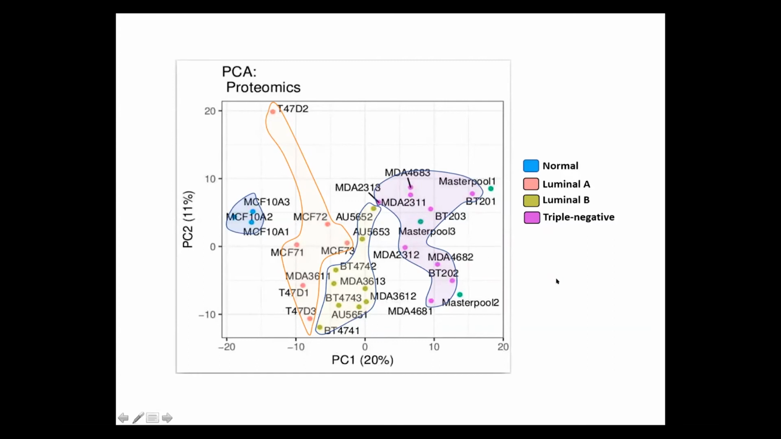And you can see that the two luminal subtypes are more closely correlated because they cluster together more than, for instance, normal and triple negative, which is exactly what we would expect based on what we see in breast cancer patients.